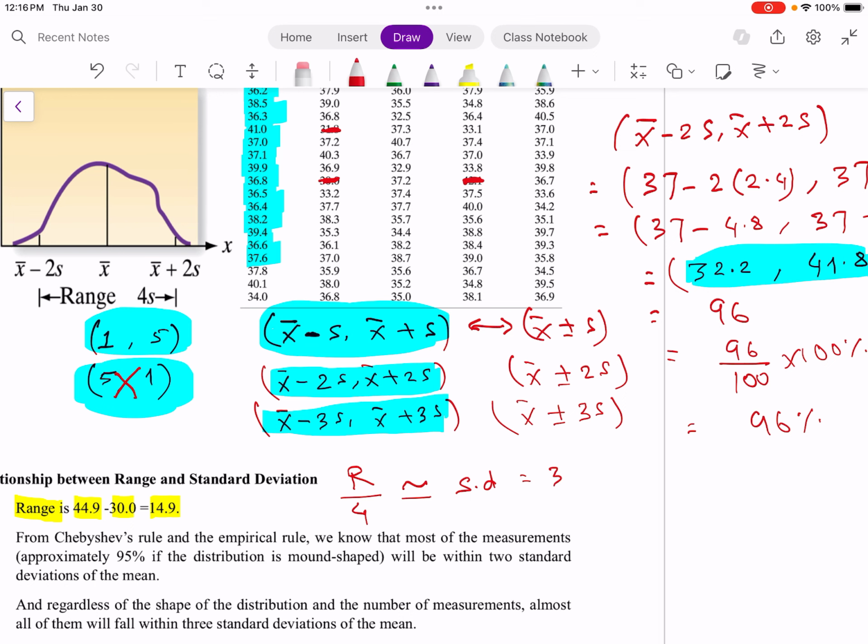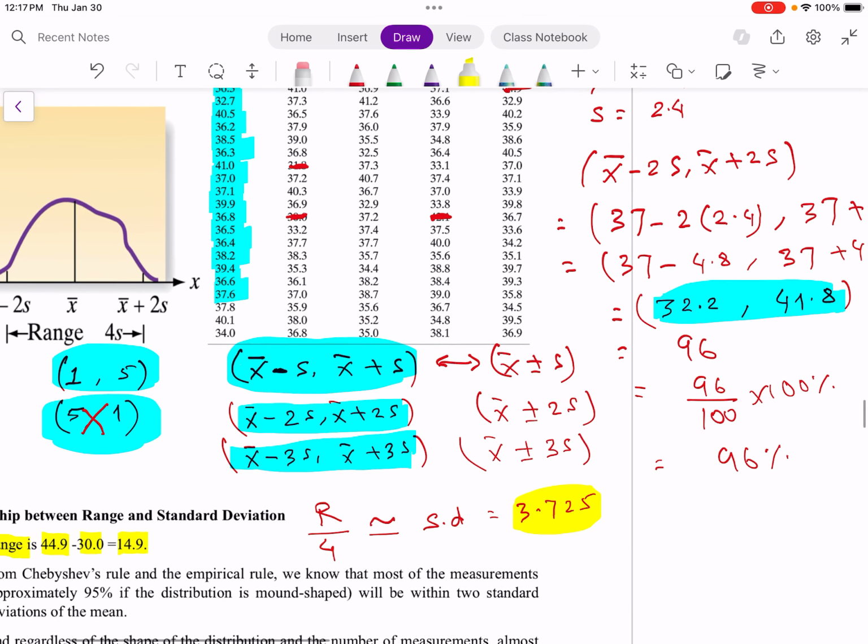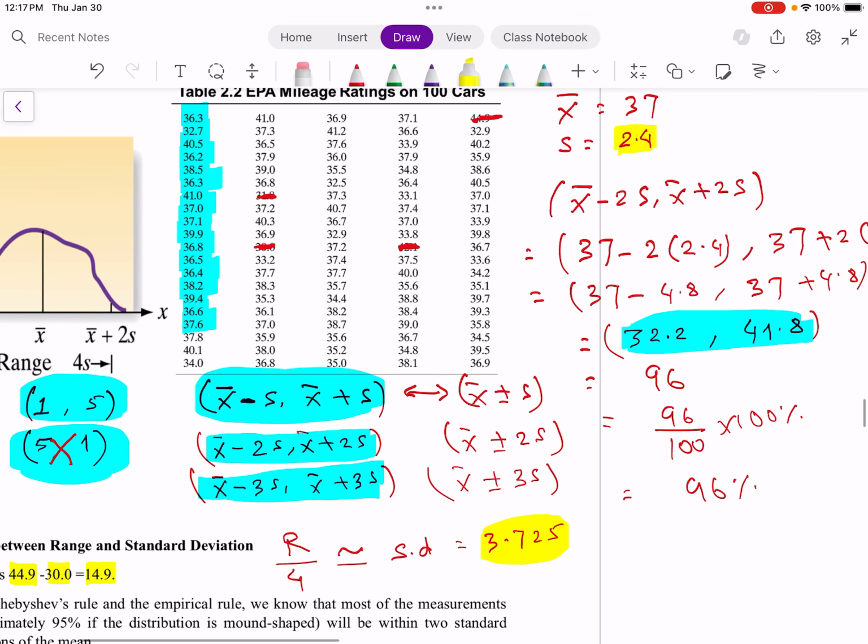So this is 3.725. This is the approximation. You can use this 3.725 for the standard deviation. But for this data set, the real standard deviation is 2.4. Further down it says that you can divide by 4 or 6, and when you divide by 6, it gets closer to the standard deviation.